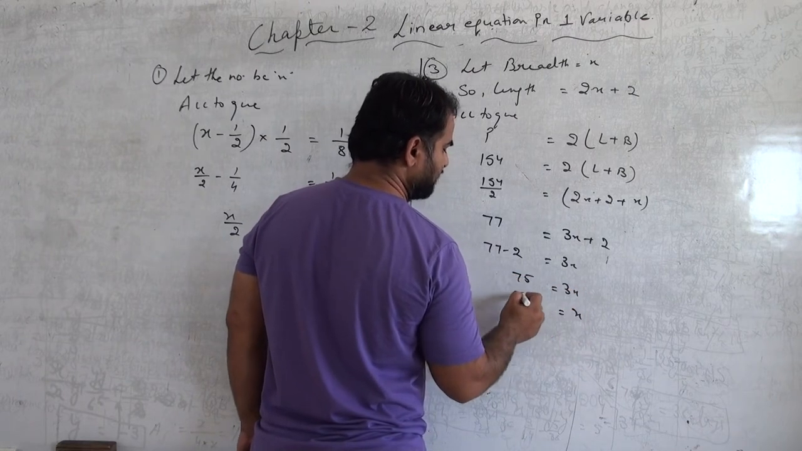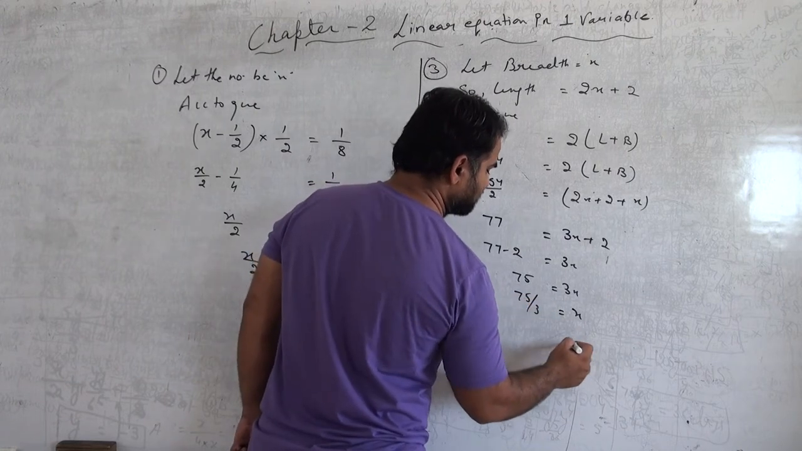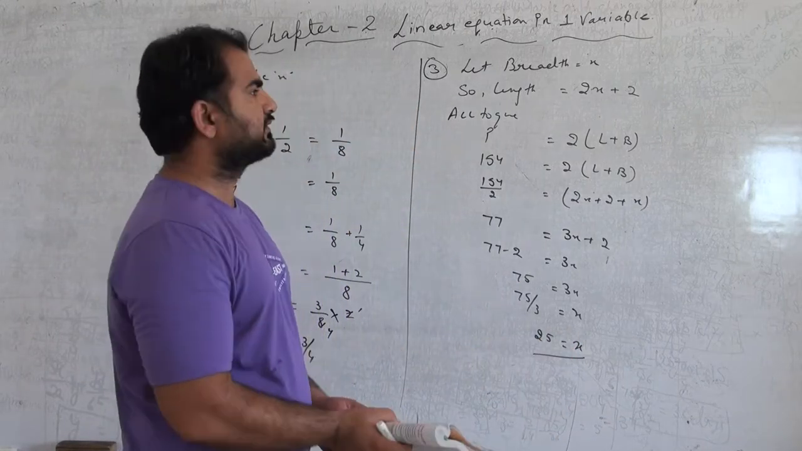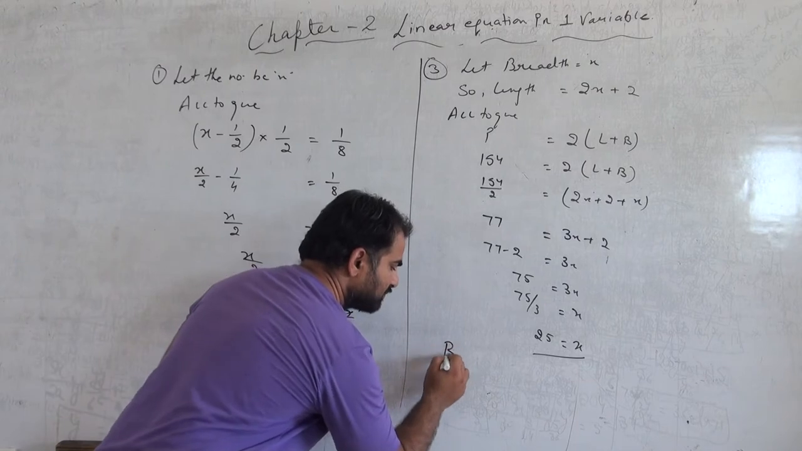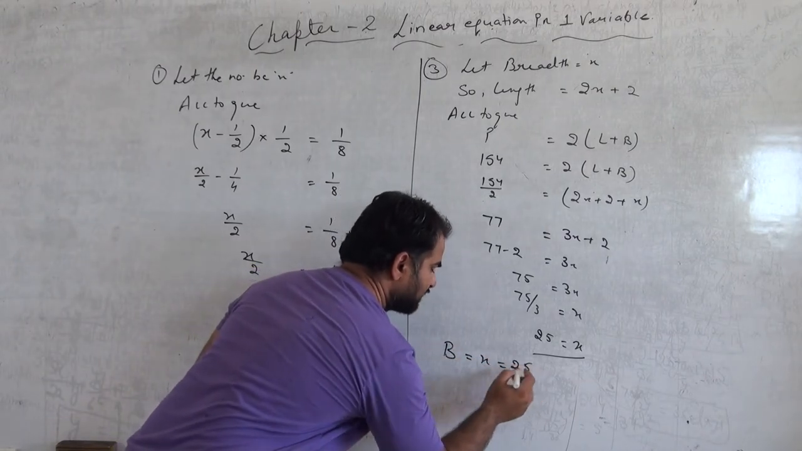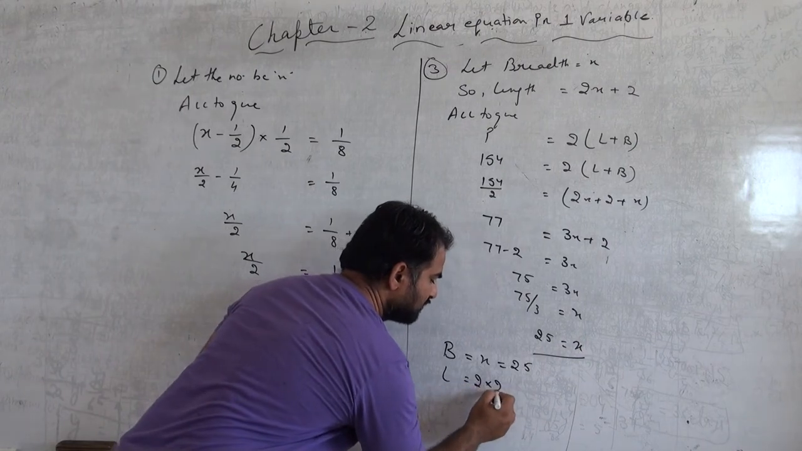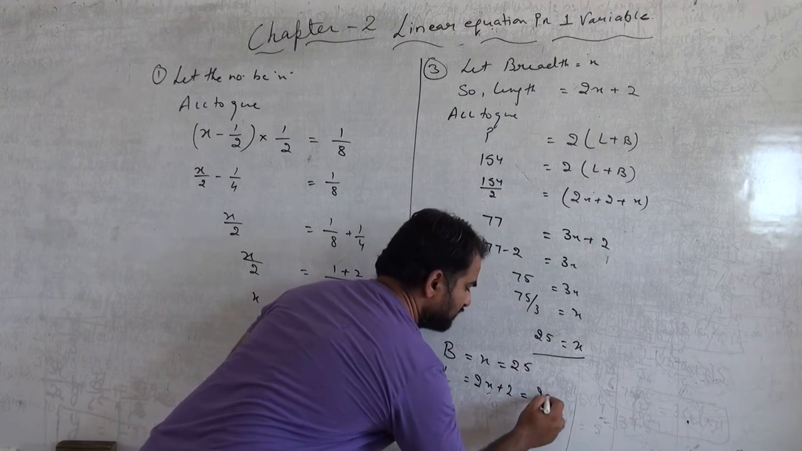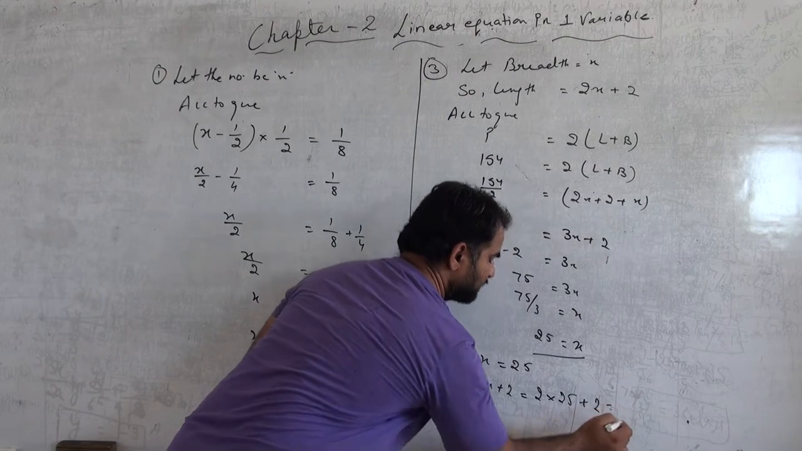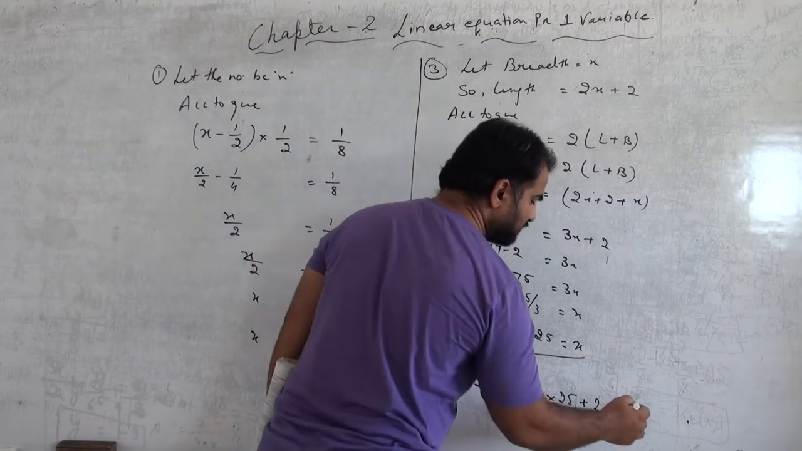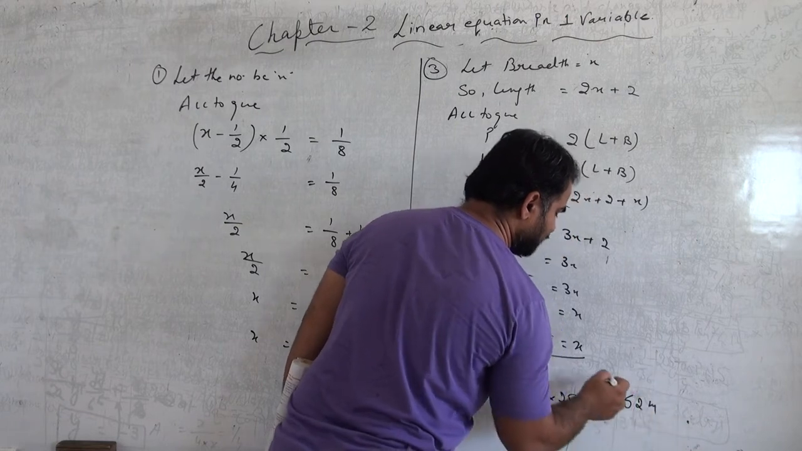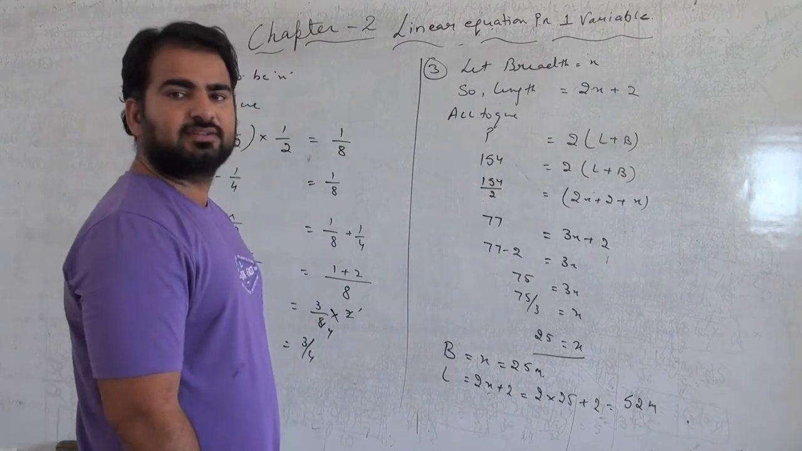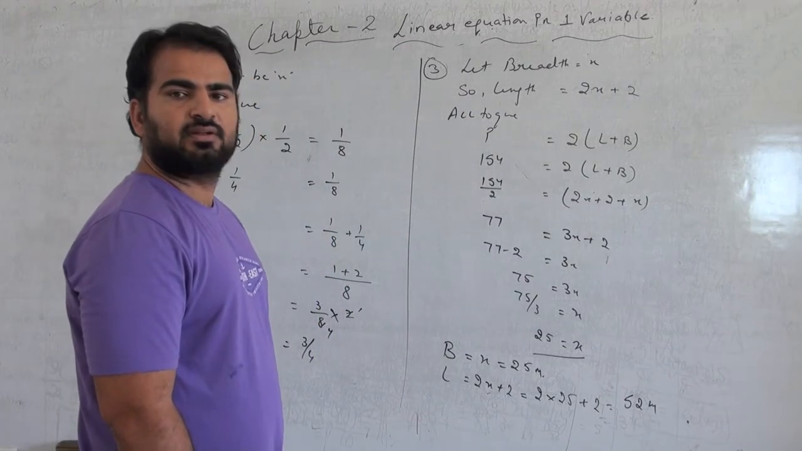x equals 75 by 3. So x will be 25. The value of x is 25. So breadth equals x equals 25, and length equals 2 into x plus 2, equals 2 multiplied by 25 plus 2. So 2 into 25 will be 50 plus 2. It will be 52 meter. So the breadth is 25 meter and the length is 52 meter.